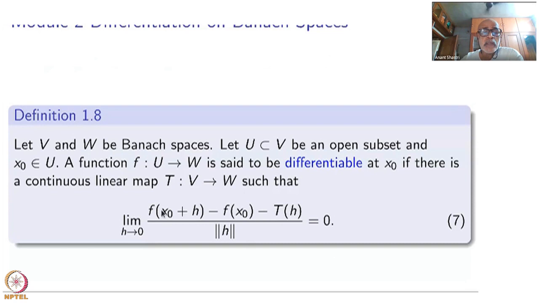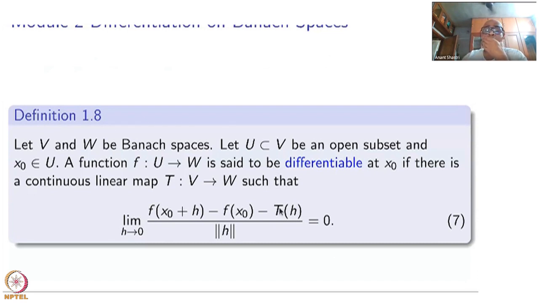So where is the limit existing? f is taking values into W. T is also from V to W, so T of h is also inside W. So all this numerator is taking value inside W. This is a vector inside W. Divided by norm h, of course, that is just a scalar, so it's a vector inside W. This limit must exist. So the important point here is that we must have a continuous linear map T.